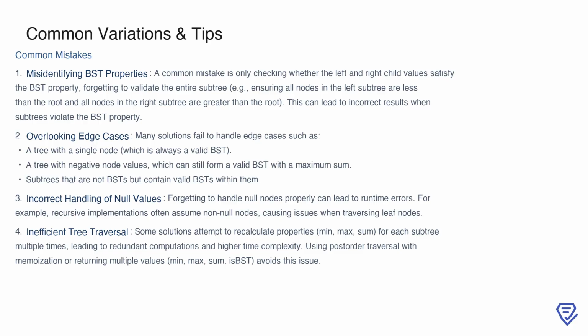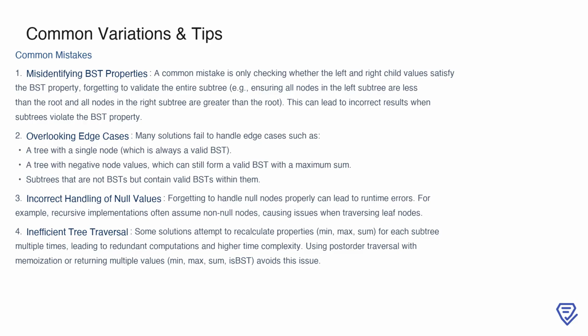For instance, a tree with just one node is always a valid BST, yet some solutions fail to account for this simple case. Similarly, trees with negative values can also form valid BSTs, but these values are sometimes mishandled. Additionally, some binary trees may contain subtrees that are invalid as BSTs but still include smaller valid BSTs within them. It's crucial to account for these scenarios. Lastly, errors often arise from improperly handling null nodes in recursive solutions. If you assume non-null nodes during traversal, you risk runtime errors.